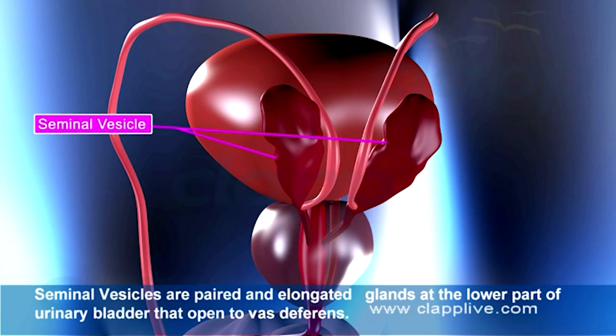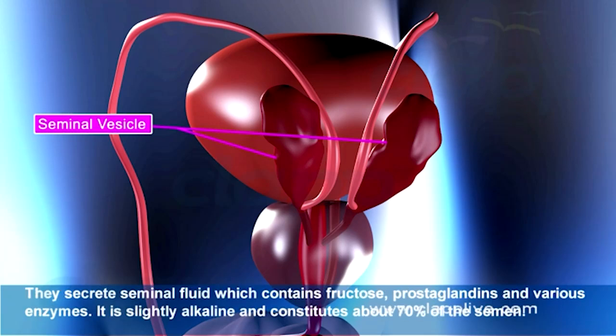Seminal vesicles are paired and elongated glands at the lower part of the urinary bladder that open to vas deferens. They secrete seminal fluid which contains fructose, prostaglandins, and various enzymes. It is slightly alkaline and constitutes about 70% of the semen.